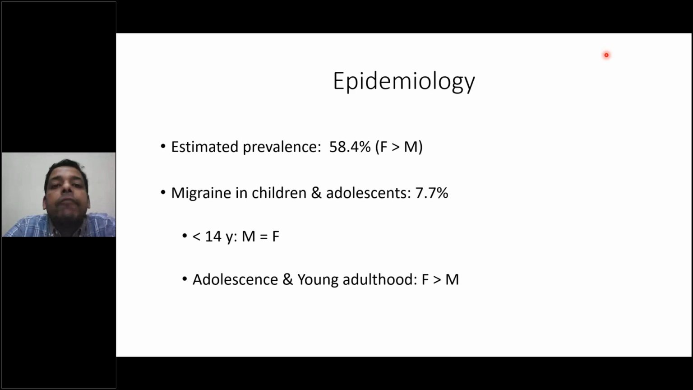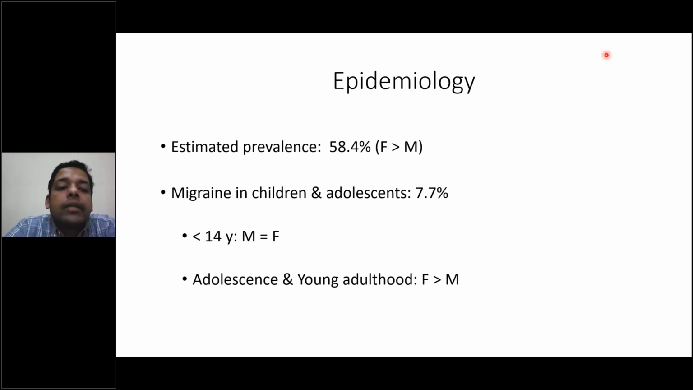The estimated prevalence of headache in children is 58.4%. That is, 58.4% of children would have had a significant episode of headache, whatever may be the cause for that. It has been seen that headaches are more common in female children as compared to male children.